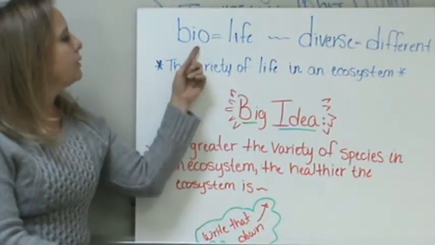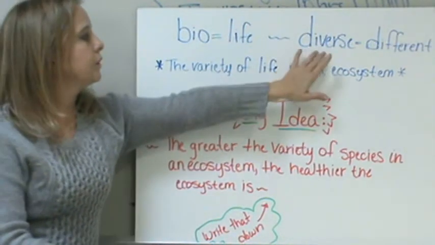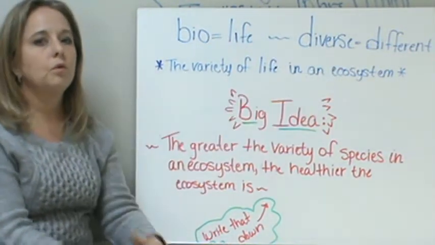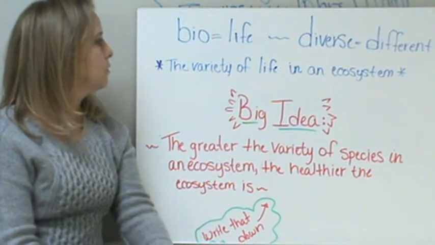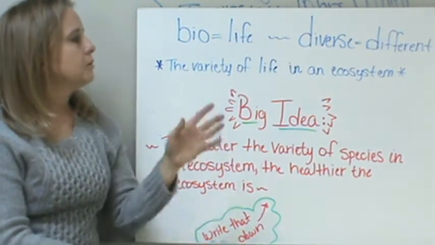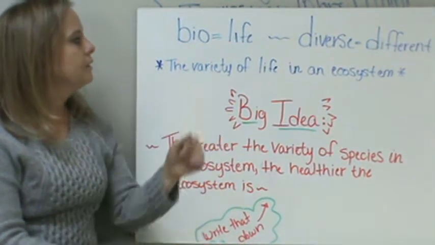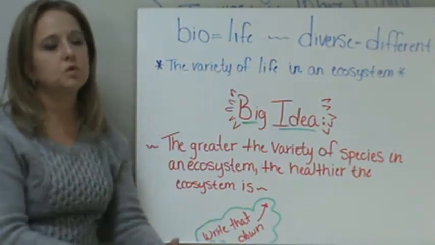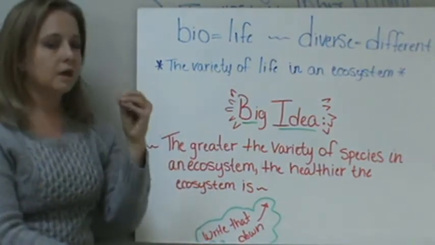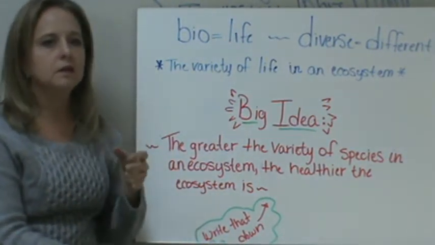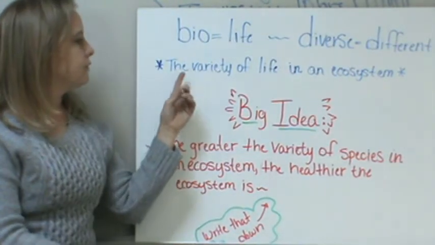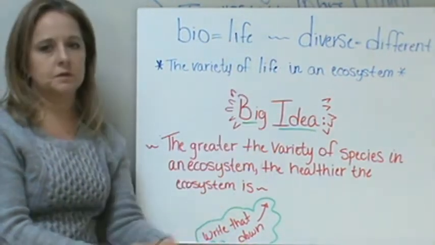All right. So bio means life, and diverse means different. You know that. We've heard about it before. We've learned about it before. So write that down: bio means life, and diverse means different. So when we put that together, the definition that you'll see on a test or on a quiz is the variety of life in an ecosystem.